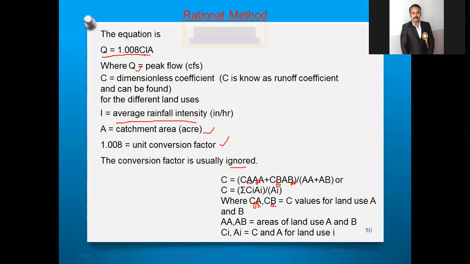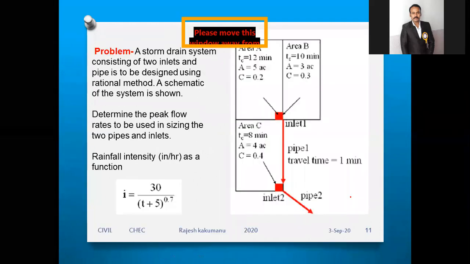We write CA, CB as the C values for land use A and B, where AA, AB are the areas of land use A and B. Ci, Ai are the C value and area for each land use. Based upon this formula, we will do an interesting problem.